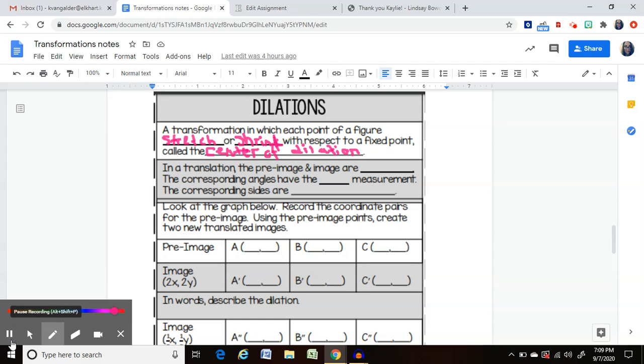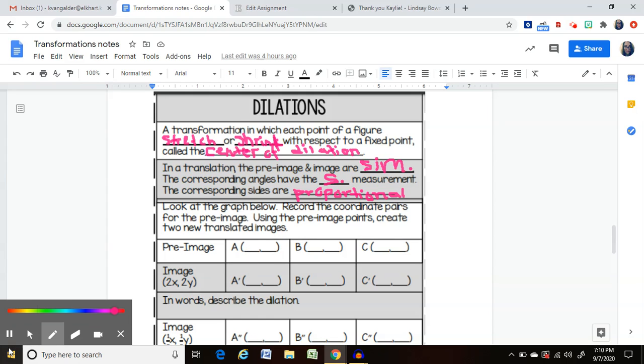So these are going to be similar images. We finally moved away from congruence. So the angles stay the same. Otherwise, it wouldn't be similar. But the corresponding sides are proportional, meaning that they go by the same unit rate. They go by the same rate. They're proportionate, but they're not the same measurement.